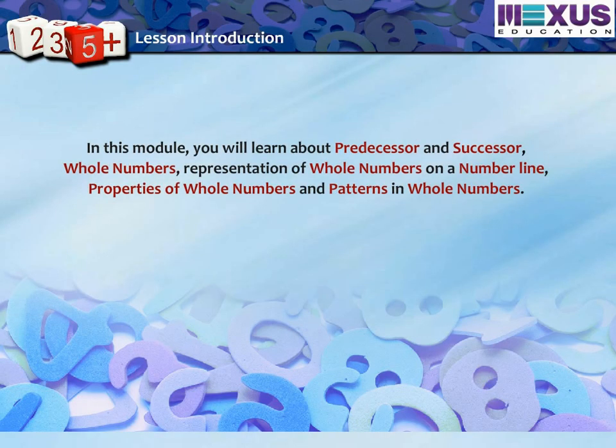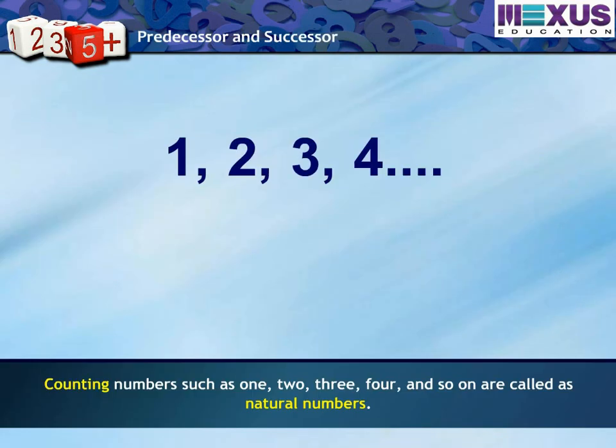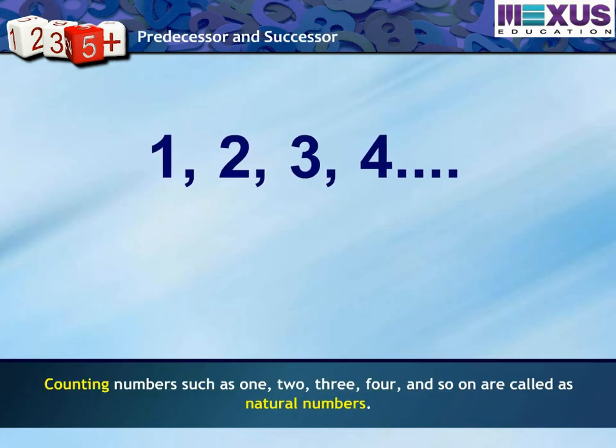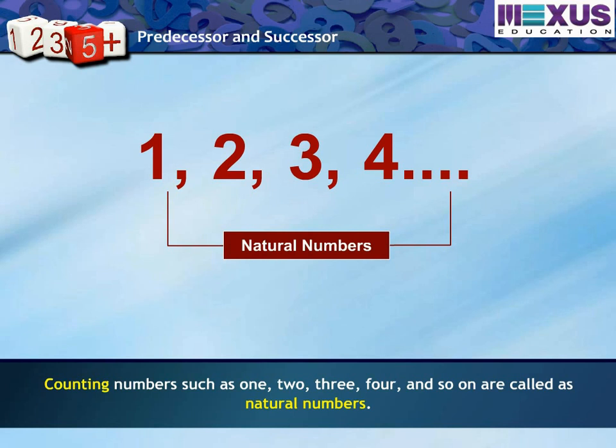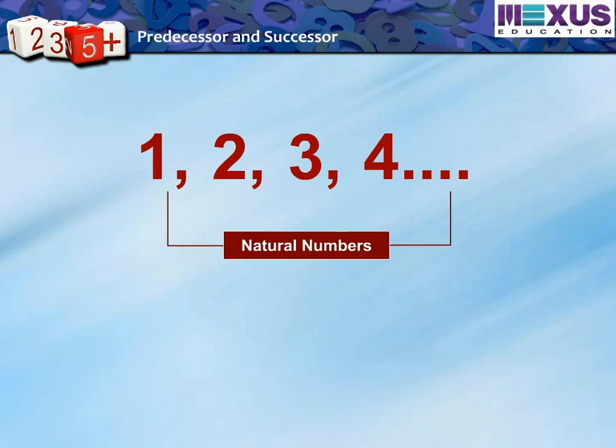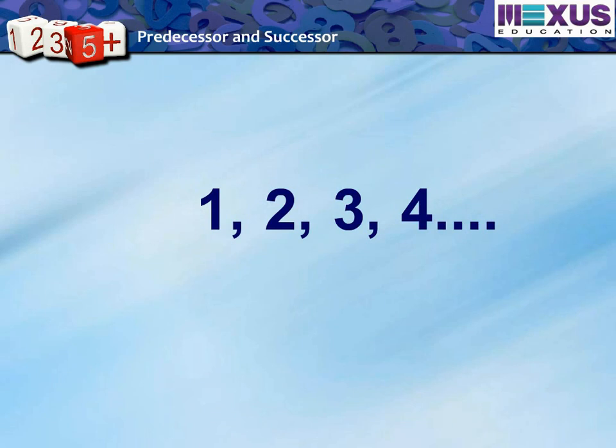In this module, you will learn about predecessor and successor, whole numbers, representation of whole numbers on the number line, properties of whole numbers, and patterns in whole numbers. We have already learnt about counting things in numbers, such as 1, 2, 3, 4. These numbers are called natural numbers. We can write it as a set of natural numbers, denoted as capital N, where N is equal to 1, 2, 3, 4, to infinite numbers.